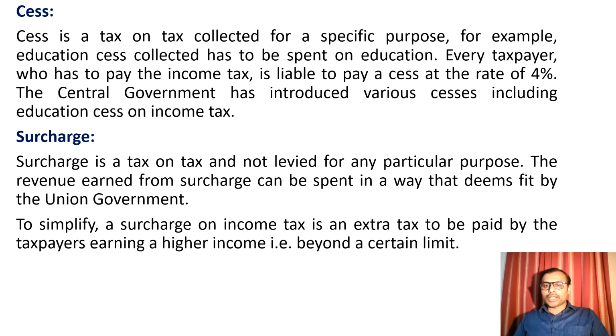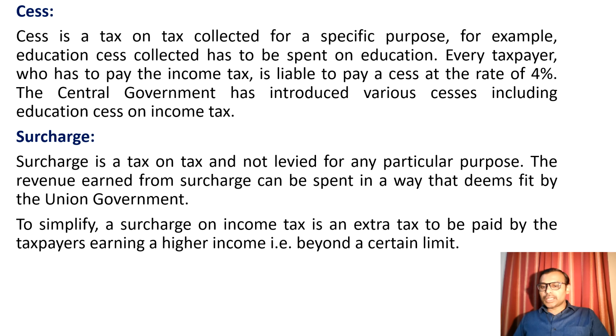The central government has introduced various cess, including the education cess on income tax that will be spent on education. The current rate is 4%. Earlier it was called health and education cess. Now it is just called cess. They are collecting 4% on the income tax, not on the income. That is on the income tax. How much tax you need to pay, on that you need to pay the cess.